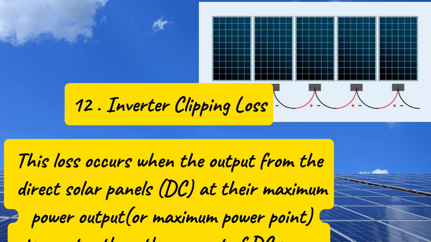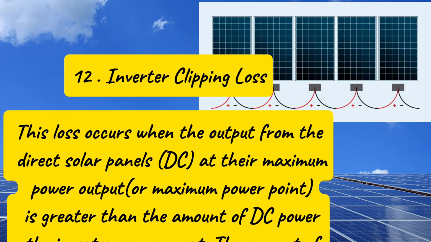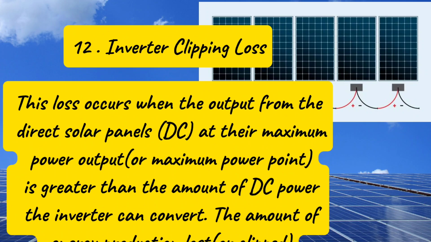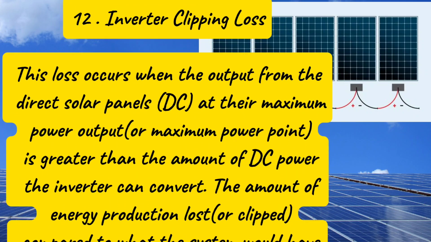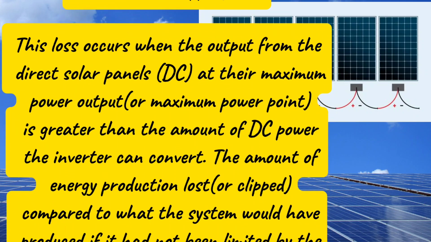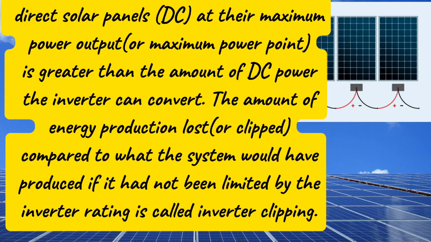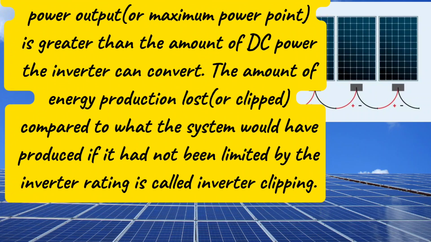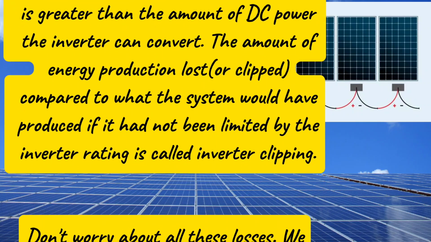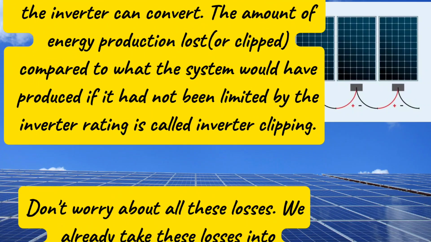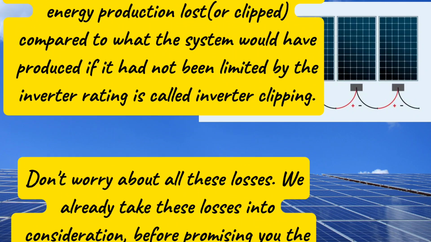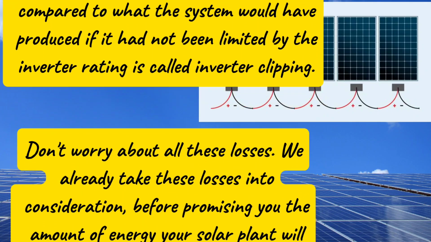Inverter clipping loss. This loss occurs when the output from the solar panels' DC at their maximum power point is greater than the amount of DC power the inverter can convert. The amount of energy production lost or clipped compared to what the system would have produced if it had not been limited by the inverter rating is called inverter clipping.